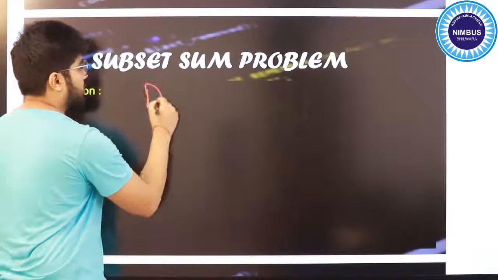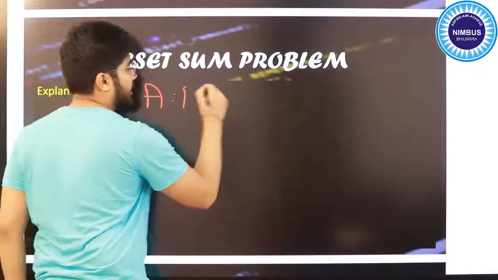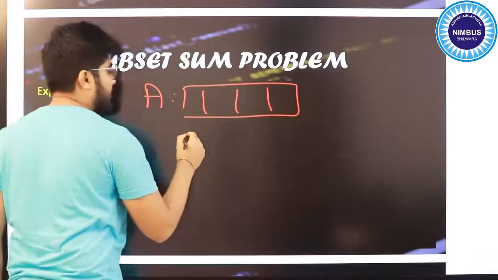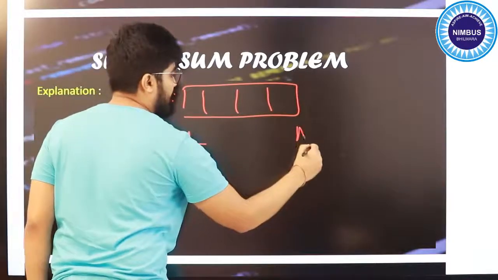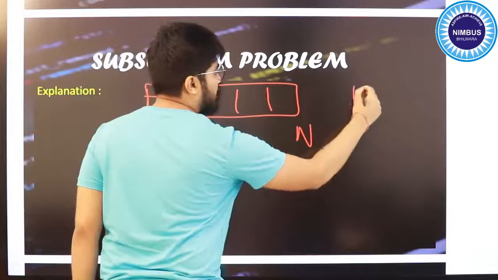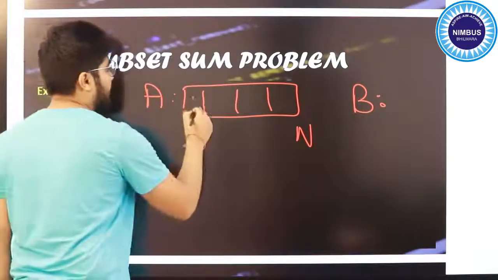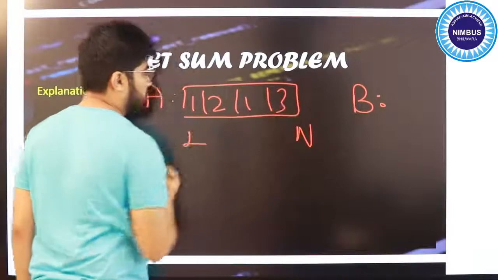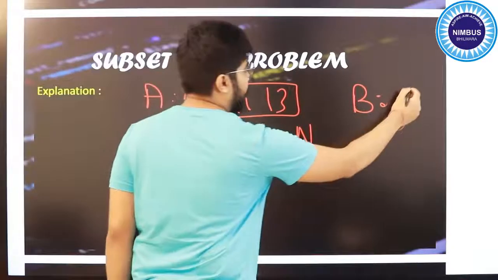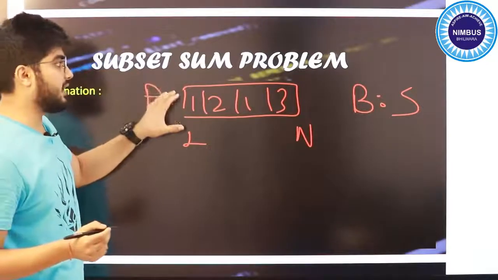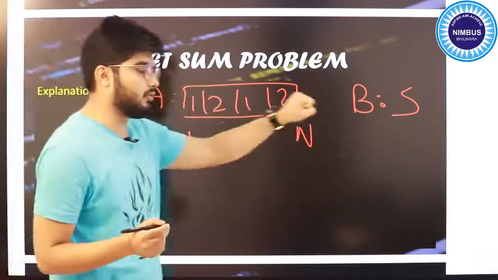The question says you're given an integer array A. Okay, so it has some n elements, from 1 to n elements, and you're also given an integer B. So let's say you have 1, 2, 1, 3. Okay, and you need to find the sum 5. So it says that you need to check in A whether there exists a subset whose sum equals 5.